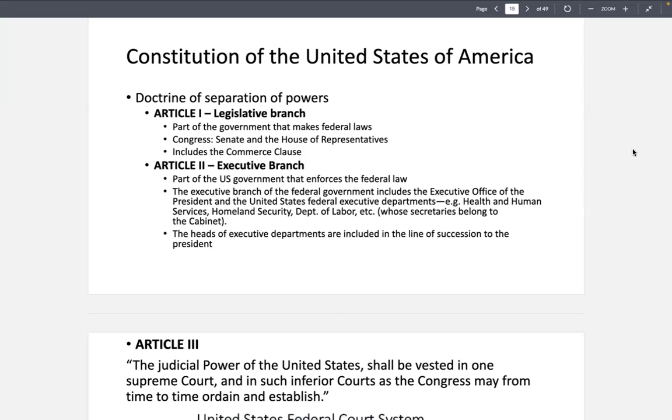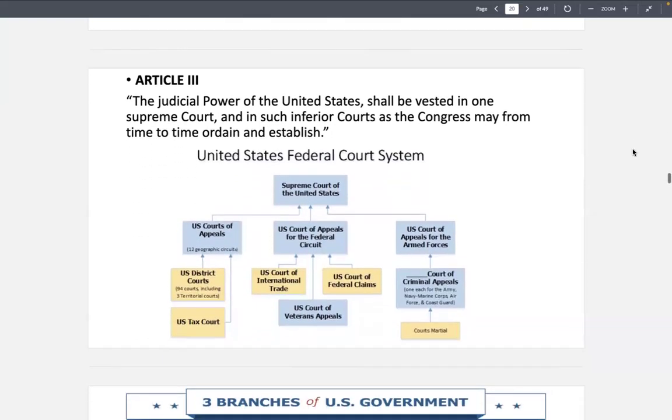So Article 2 establishes the executive branch of government. That's the branch of the government that enforces federal law, that executes, i.e. enforces, carries out federal legislation. The executive branch includes the executive office of the president, of course, and the United States federal executive departments. That includes Health and Human Services, Homeland Security, Department of Labor, and those secretaries belong to the cabinet of the executive branch. So the heads of the executive departments, by the way, are included in the line of succession to the presidency, should anything happen to the president and the vice president.